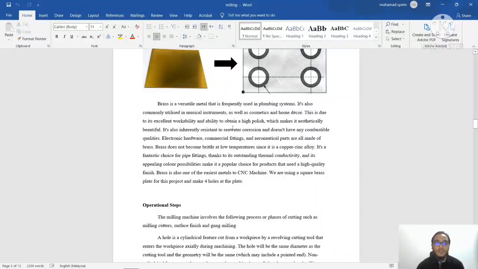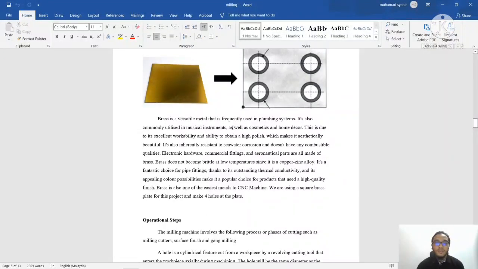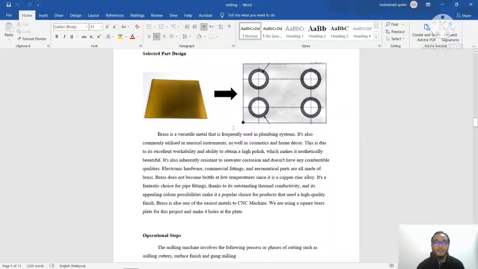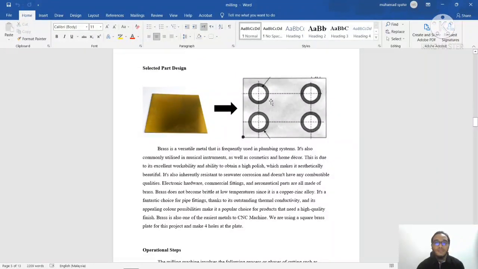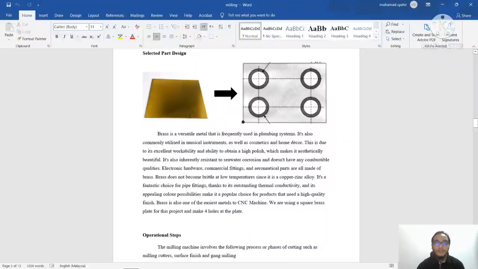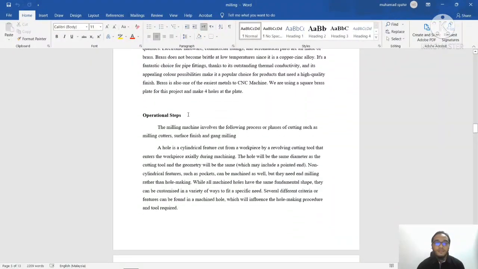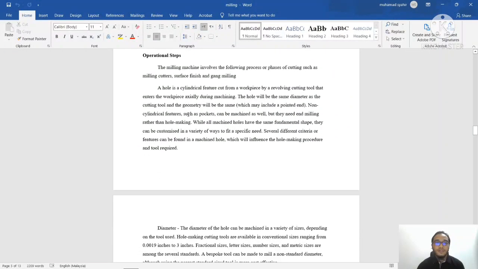For this project, we are using a square brass plate, and we are going to make 4 holes in this brass plate. So for the operational steps, the milling machines involve the following process or phases of cutting, such as milling cutters, surface finish, and gang milling.